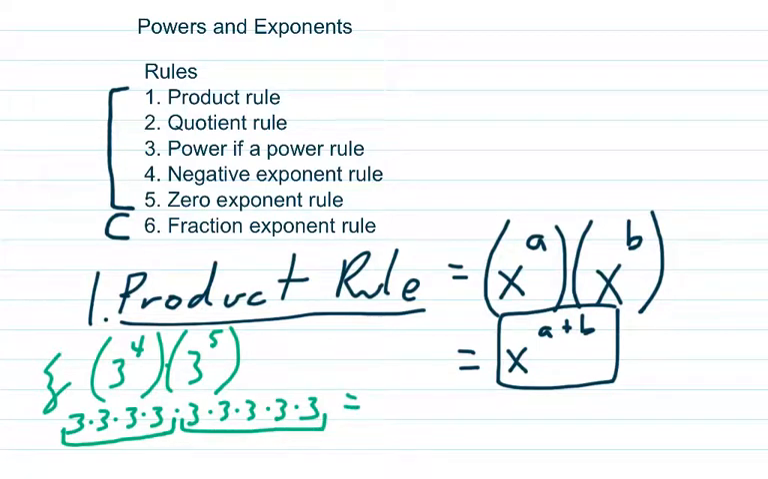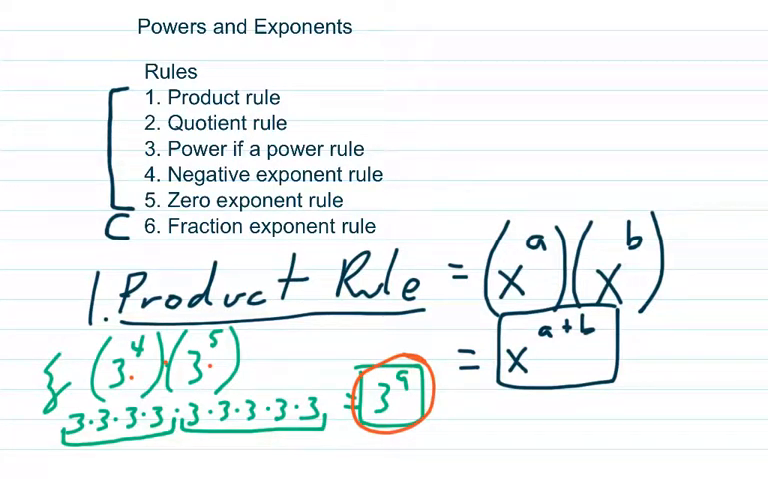Well, instead of expanding those out to simplify it to 3 to the 9, I could have recognized I had a common base 3. I'm multiplying those common bases. So what do I do with the exponents? I add them up. 4 plus 5 gives me my 9, and there's my answer.